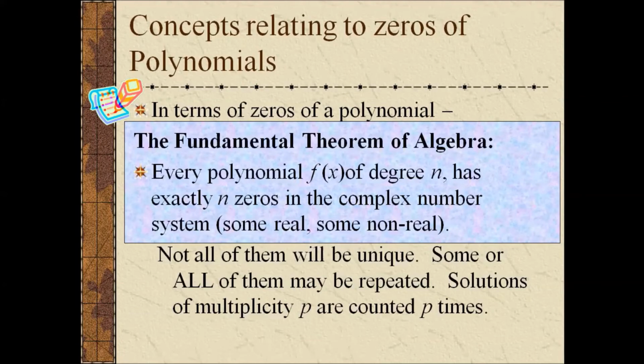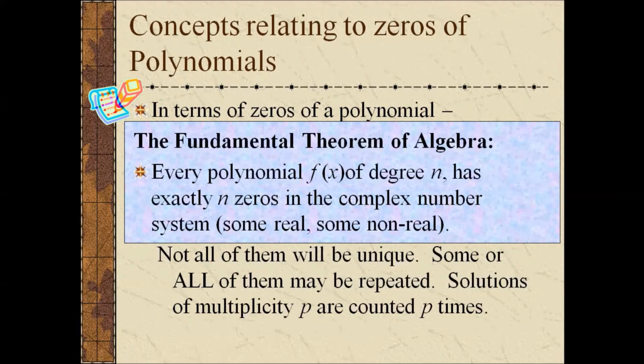Now, on the other hand, we don't want to keep looking for more if we have found them all. So if our polynomial only has 3 zeros, we don't want to find 3 and then keep searching around for more. That would be a waste of our time.